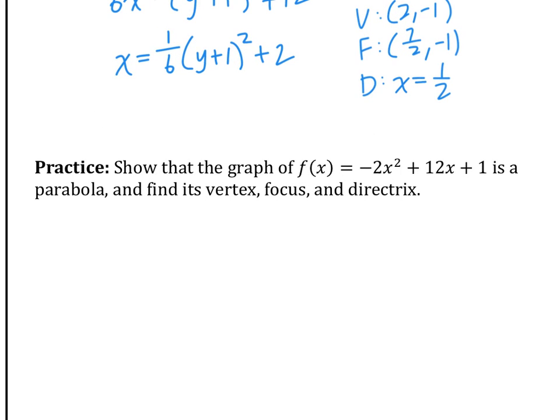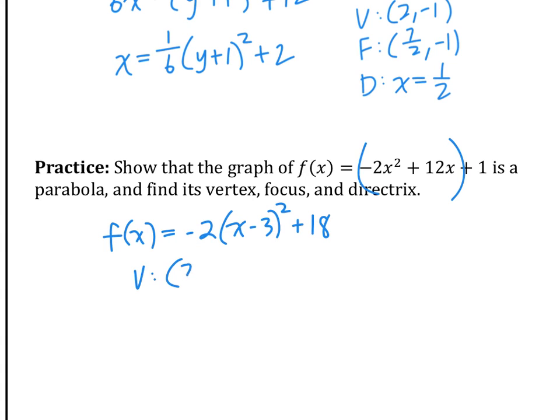See that there is a leading coefficient. You have to take the leading coefficient out. So the vertex form is f of x equals -2 times (x minus 3) squared plus 18. Vertex is at (3, 18). Focus is (3, 17 and 7/8). Directrix is y equals 18 and 1/8.